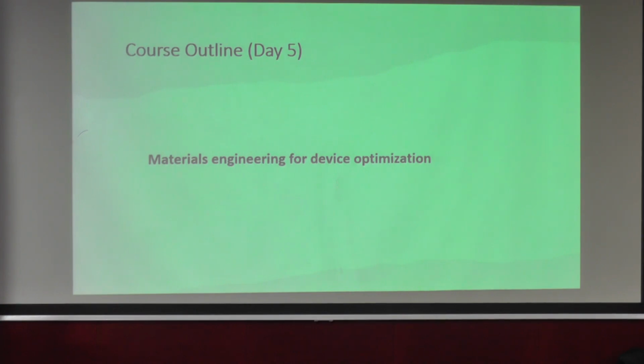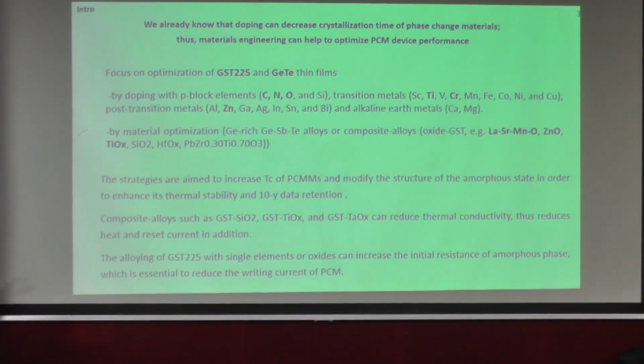We already have seen some data on how to optimize the devices, like doping and superlattice structure formation. But here I would like to give you some more information on this topic, and we will focus on the optimization of GST-225 and germanium telluride thin films.